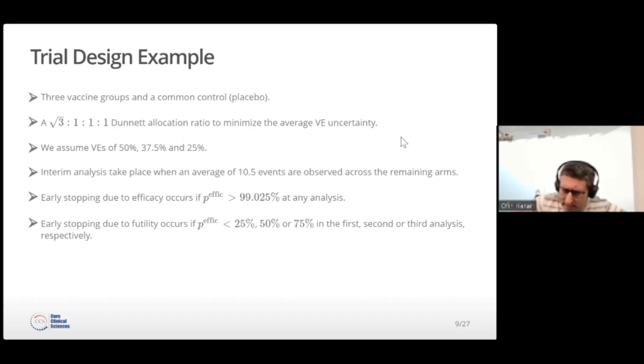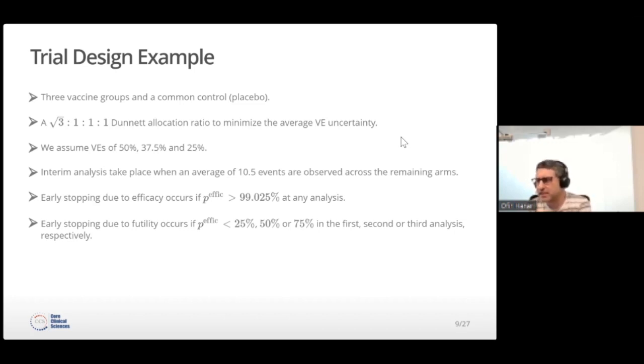So, for example, when I start a trial with 4 arms, I'm going to wait until 42 infections have been observed to conduct an interim analysis. If I dropped 1, I'm left with 3. I'll be doing it after 32 because I'll round it up, and so on. An arm will get stopped for either early efficacy or early futility.